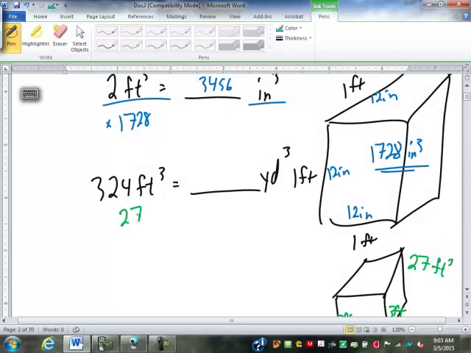So here I'm going to use 27. Am I going to multiply or divide? I'm going from feet to yards. The units are getting bigger, so the number gets smaller. So I'm going to divide. So that gives me what? 12 cubic yards. Why is that a big calculation for people?